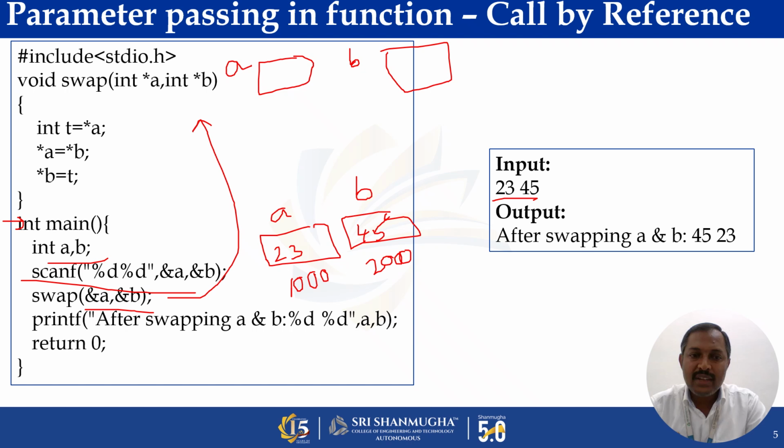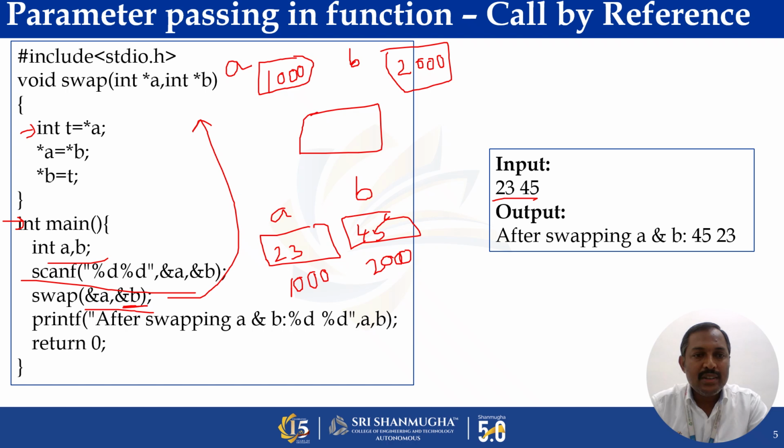So what is the address of a? The actual argument's address of a, 1000, is stored within this pointer variable star a. Next, the address of b is passed to the pointer variable b. So this address, 2000, is just copied here. Here we are not passing values, we are passing addresses or references. So now the function starts its execution.